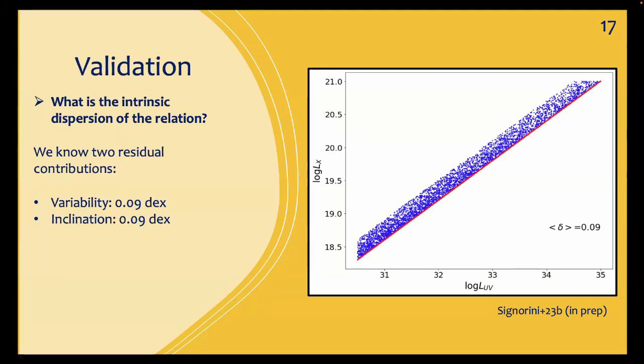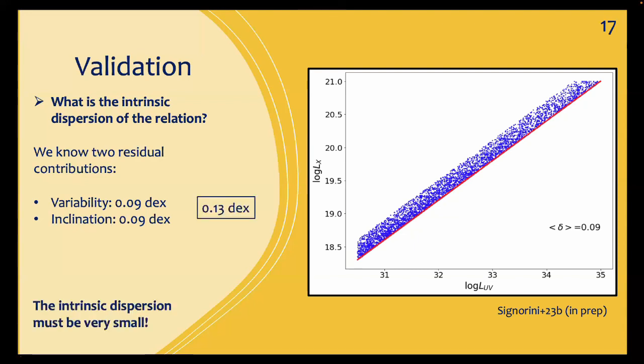Sadly, we cannot measure the inclination for our objects, so what we could do to estimate this contribution was to derive a mock sample of quasars, basically, by starting with this red line here, so assuming zero dispersion whatsoever in our relation, and then randomly incline our objects as we can expect them to be randomly inclined in the sky. So what we get is this scatter here, which has a dispersion of, again, for some reason, 0.09 dex. So together, these two contributions explain up to 0.13 dex of the residual dispersion we are observing.